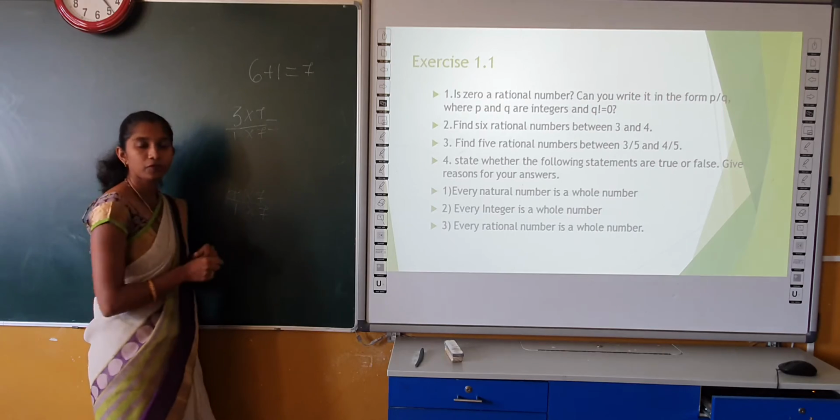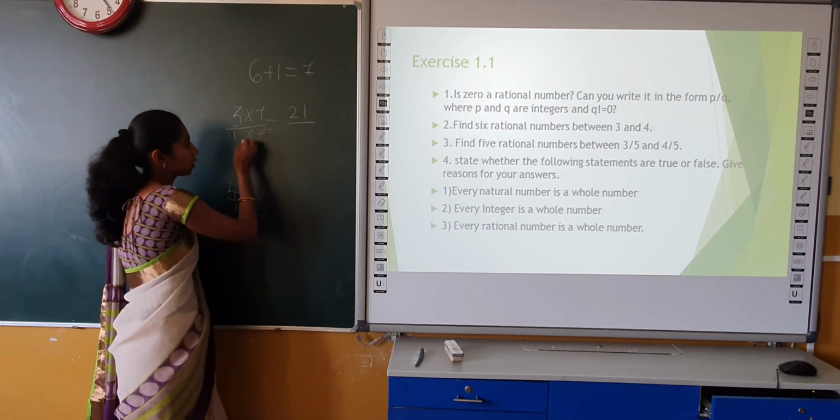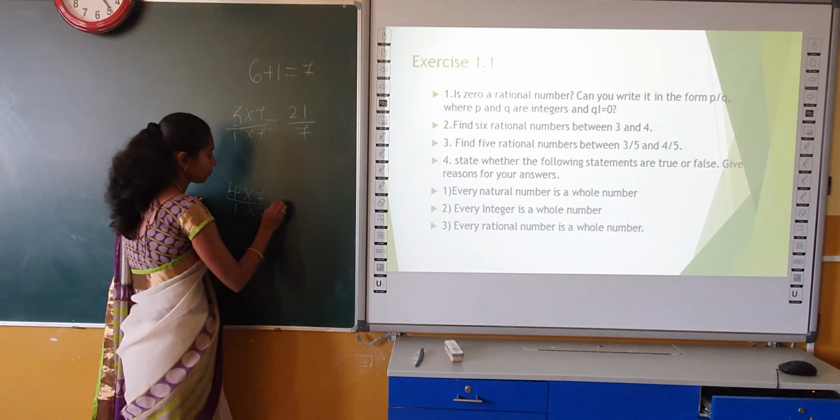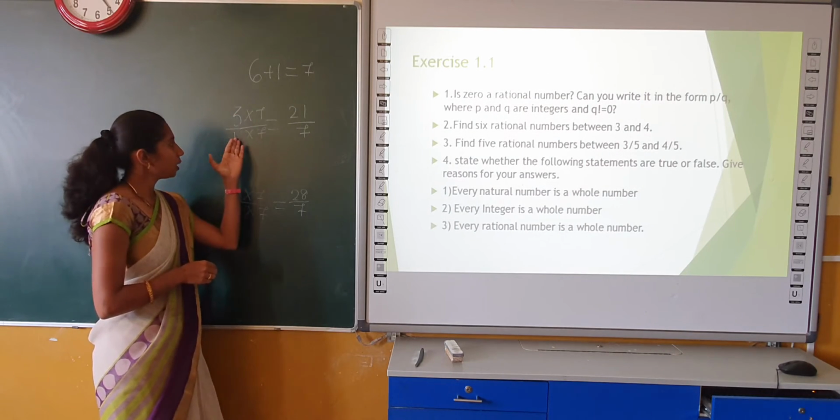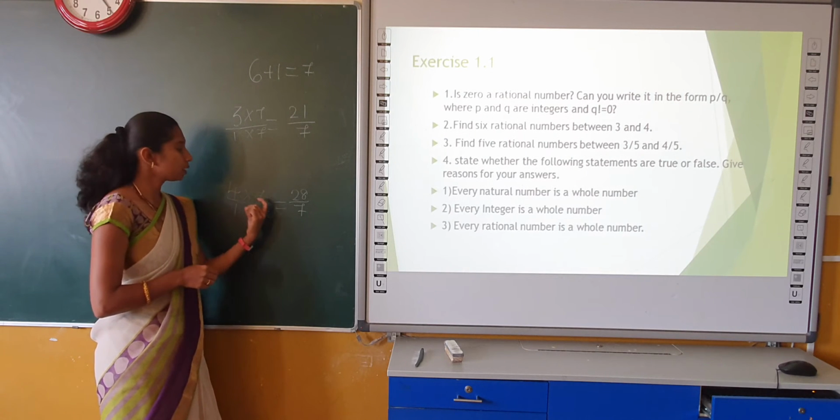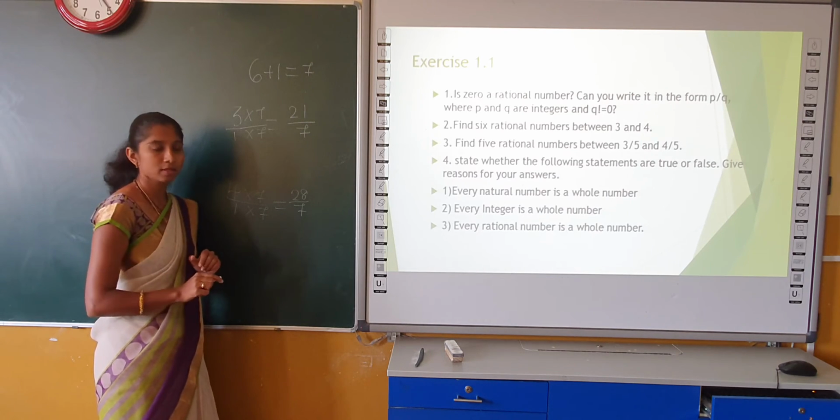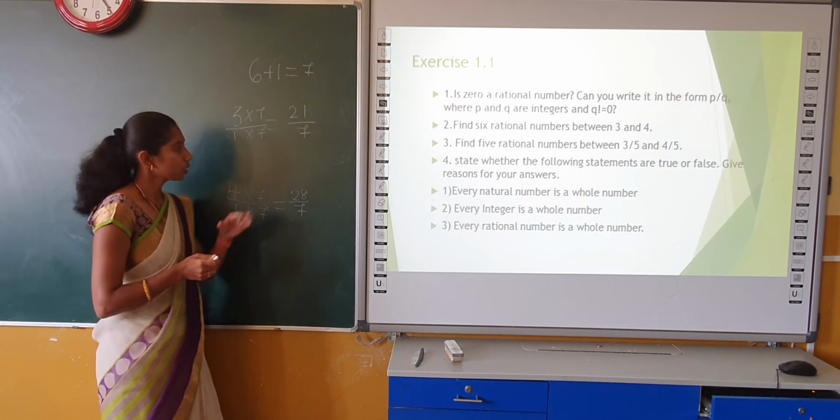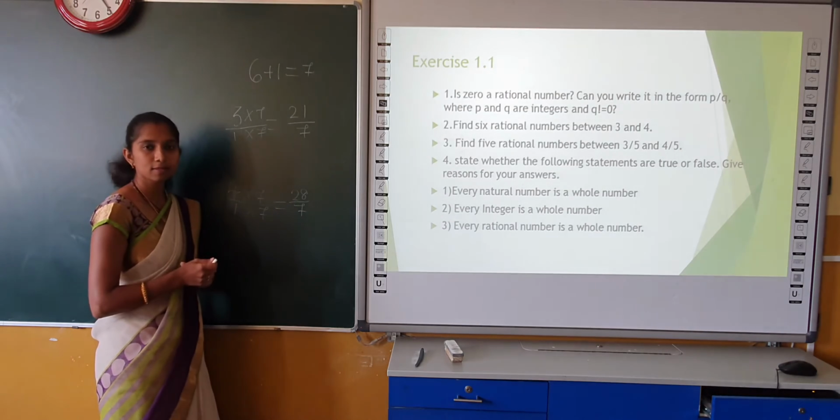Find out the values. What are you going to get? 3 sevens are 21, 1 seven is 7, 4 sevens are 28, 1 seven is 7. So 3 by 1 is equivalent to 21 by 7, and 4 by 1 is equivalent to 28 by 7. You have to make sure of one more point: in these two numbers, whether the denominators are the same or not. Yes, it is the same. Both denominators are 7.